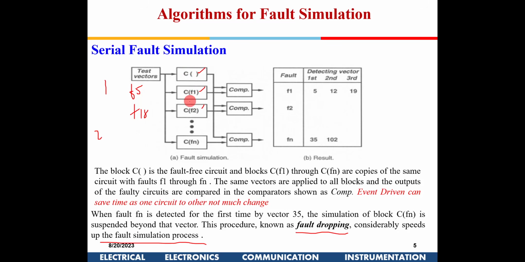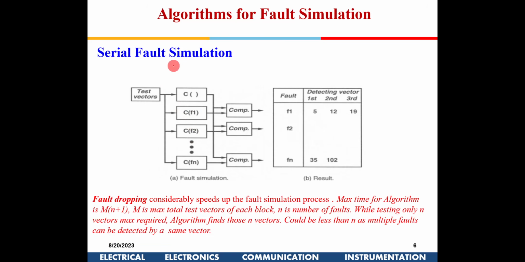So serially, one each will be in the next run. All those faults which have been detected will be dropped, and only those which are pending will be taken. So it will keep moving like that. This is known as serial fault simulation.